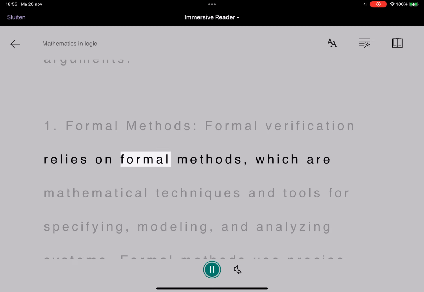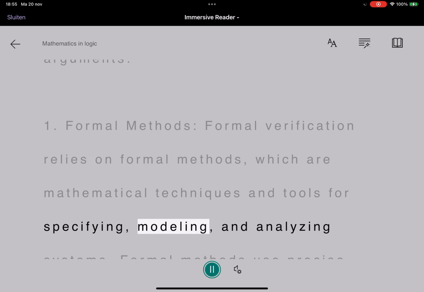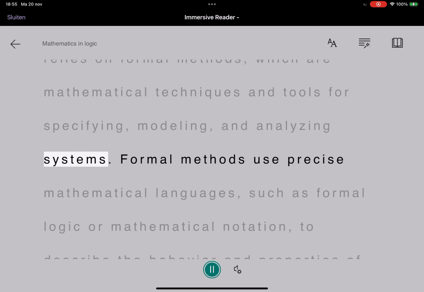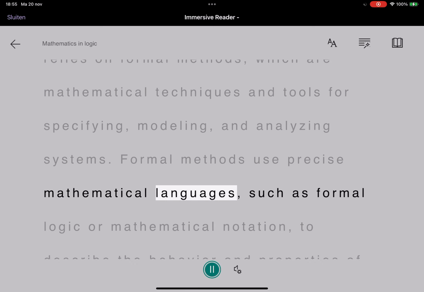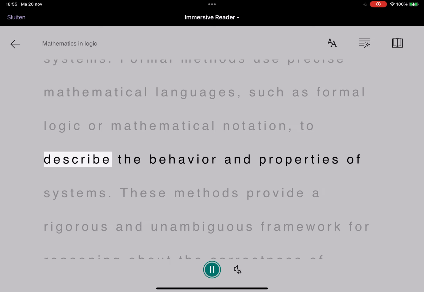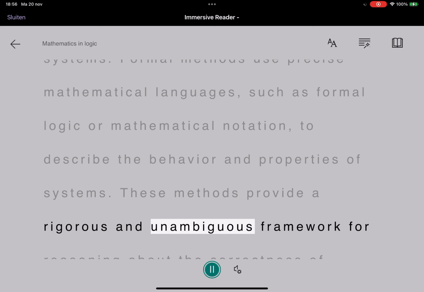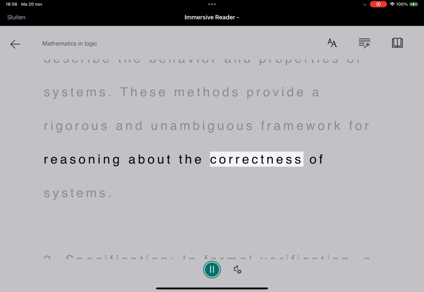1. Formal methods. Formal verification relies on formal methods, which are mathematical techniques and tools for specifying, modeling, and analyzing systems. Formal methods use precise mathematical languages, such as formal logic or mathematical notation, to describe the behavior and properties of systems. These methods provide a rigorous and unambiguous framework for reasoning about the correctness of systems.